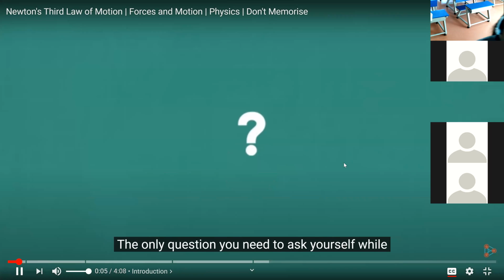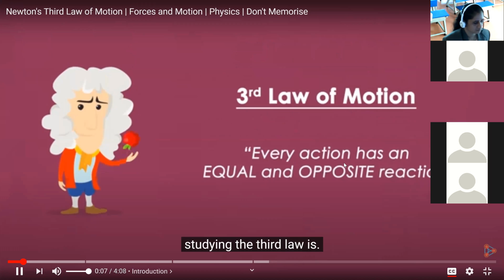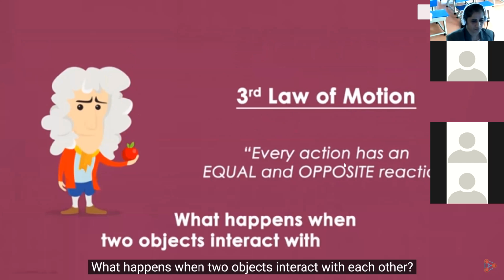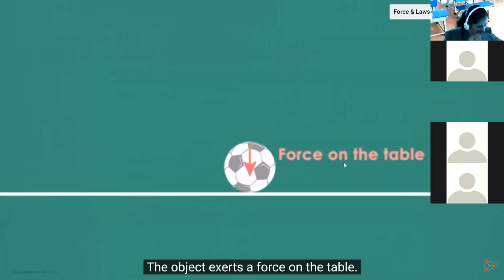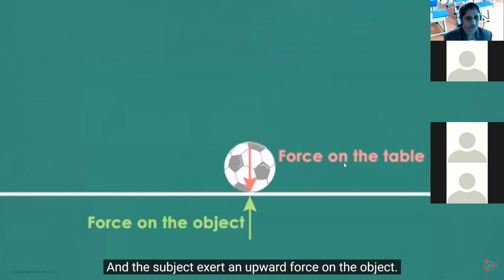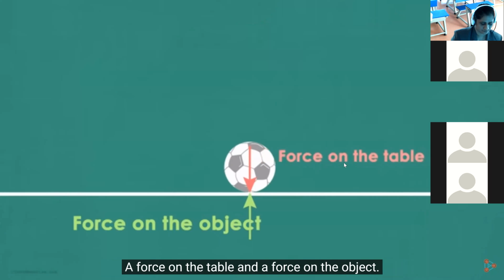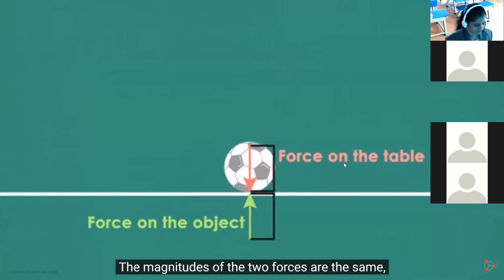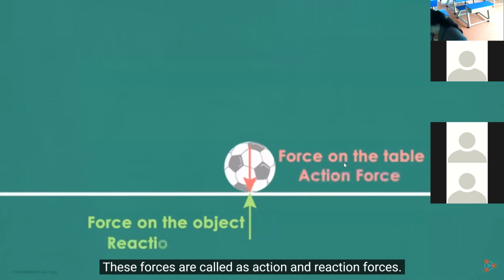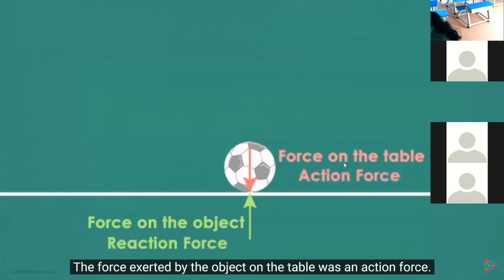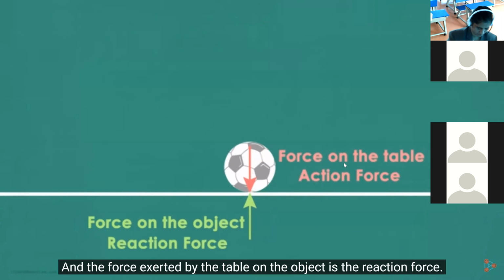You need to ask yourself while studying the third law is, what happens when two objects interact with each other? What happens when you place an object on the table? The object exerts a force on the table and the table exerts an upward force on the object. There are two forces that result from this interaction, a force on the table and a force on the object. The magnitudes of the two forces are the same, but the directions are opposite. These forces are called action and reaction forces. The force exerted by the object on the table is the action force, and the force exerted by the table on the object is the reaction force.